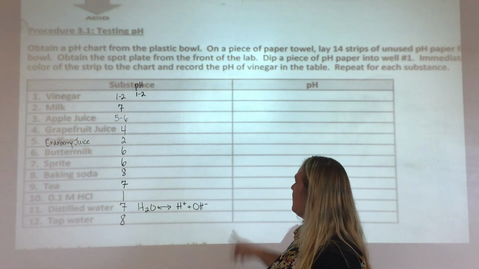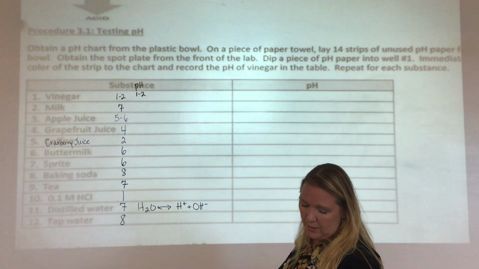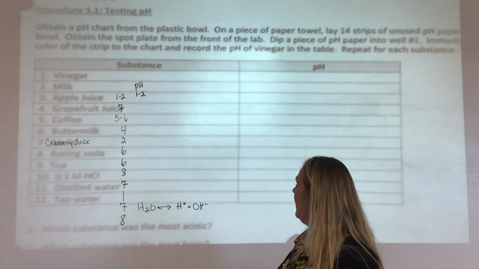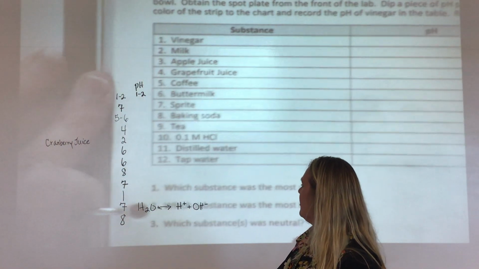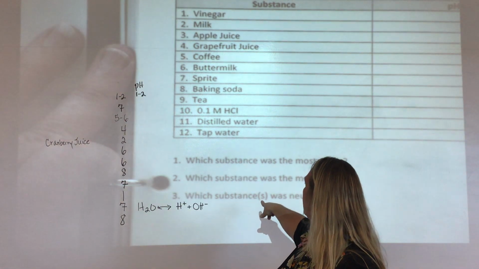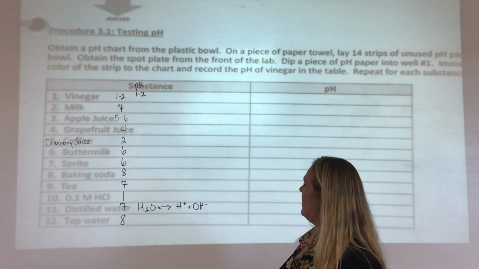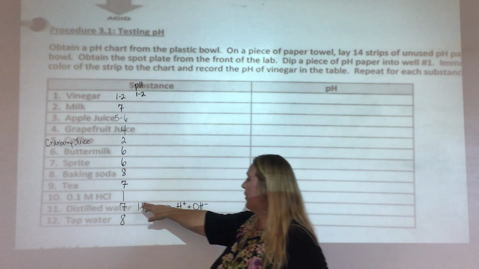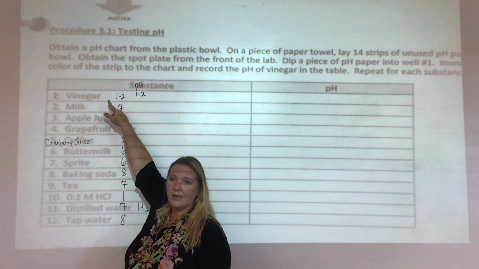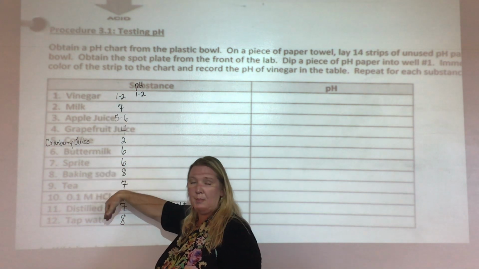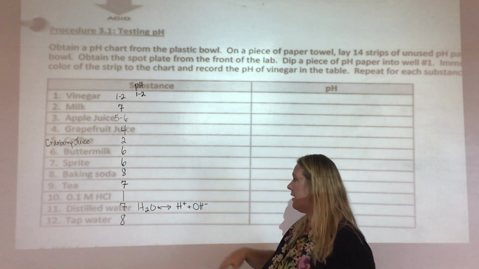So the 3 questions right below this table are: which substance is most acidic, and I'm hesitant to move it up because then we get off the screen there. So which one is most acidic? The most acidic was either the hydrochloric acid or the vinegar. If I read it as 1, then they would both be a pH of 1. Lower, below 7, is acidic.